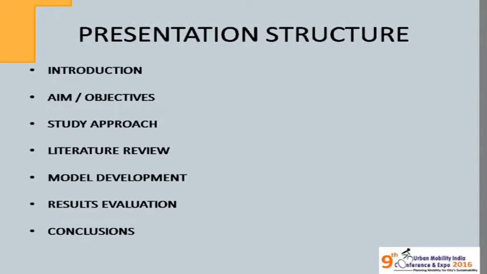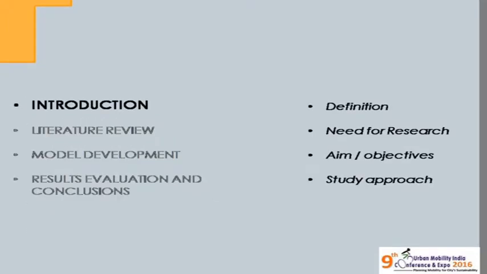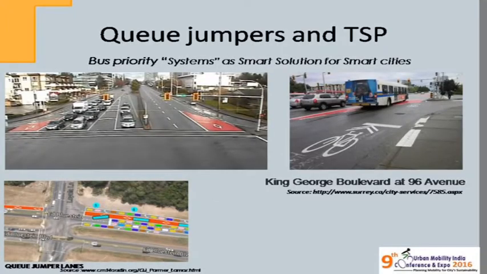So the presentation structure is as follows: the introduction followed by aim, objectives, then study approach, literature review of the same, then model development, that is micro simulation model in Vissim, result evaluation and conclusions. So we start with the introduction. So what are queue jumpers basically?